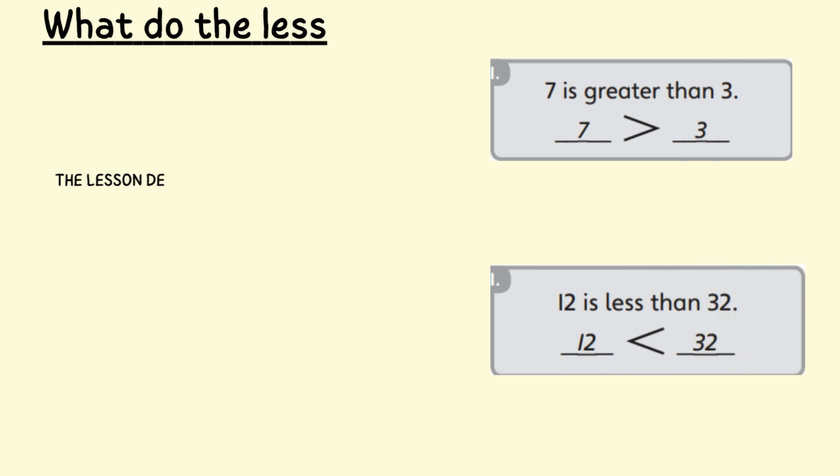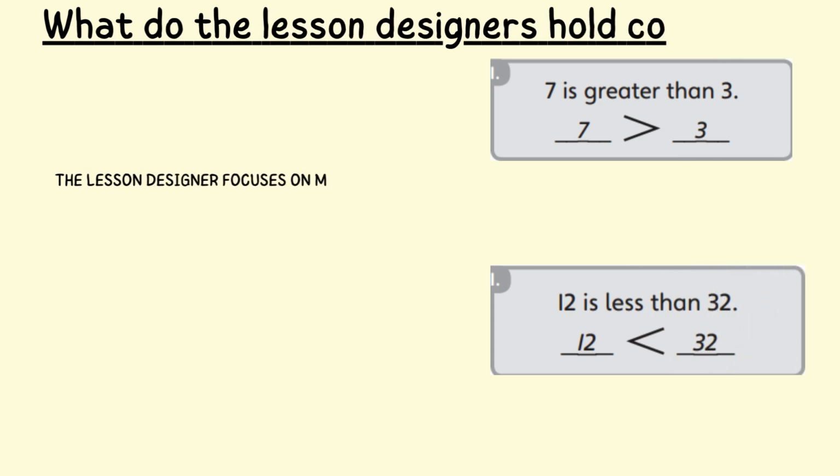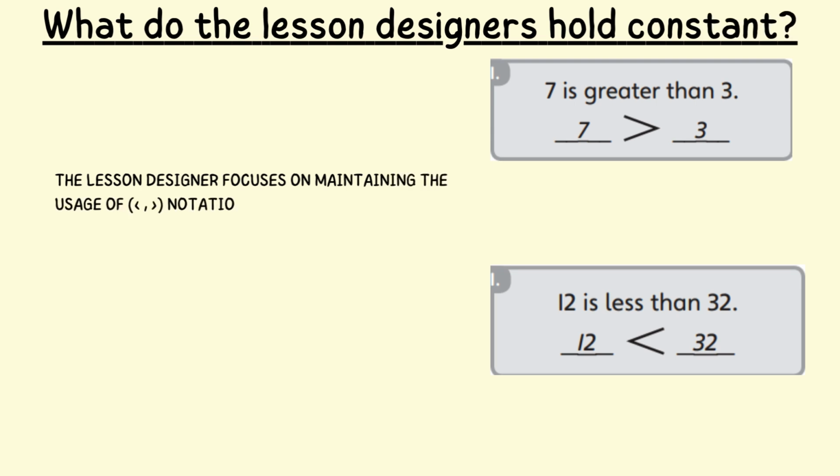Next, we'll be covering what the lesson designers hold constant. Throughout all the questions posed to the students by the designers, the usage of the greater than and less than symbols remains constant. Additionally, one number is always on both sides of the notation. This creates an opportunity for students to begin learning how the notation functions by recognizing the inequality between two numbers and placing them on either side of the notation accordingly. The consistency also lets students know what to expect, so more challenging questions are not as daunting.